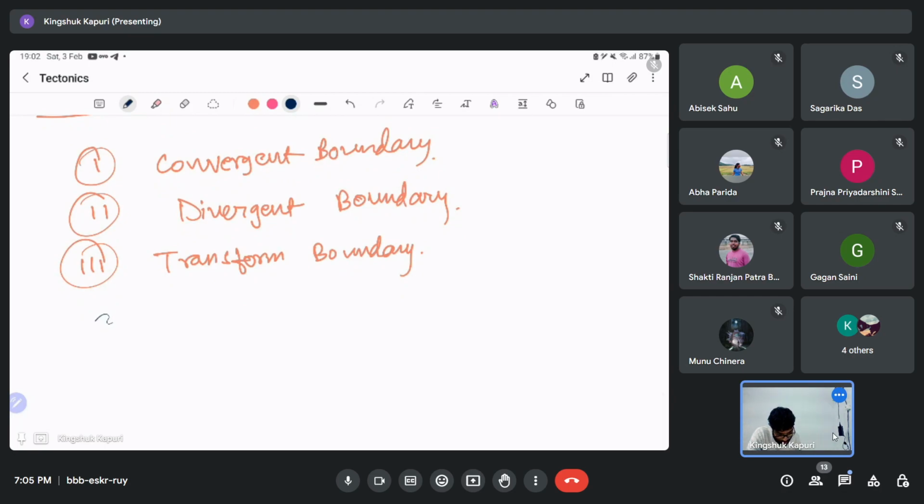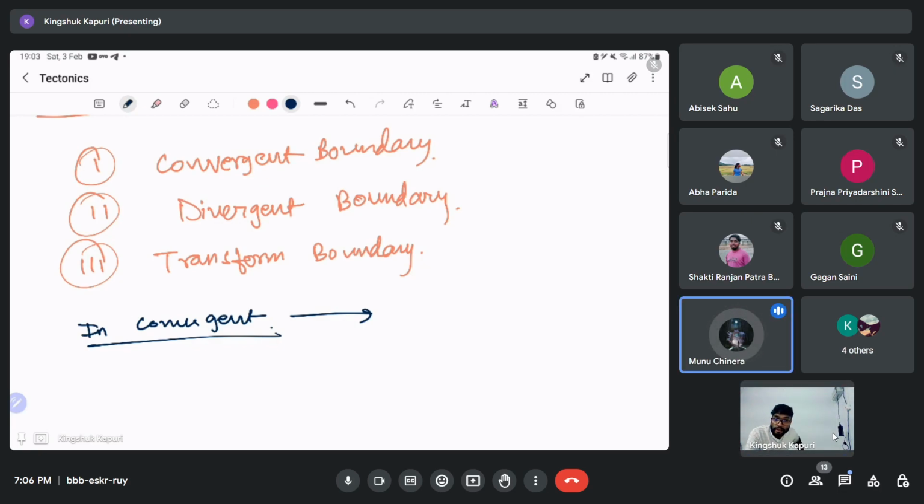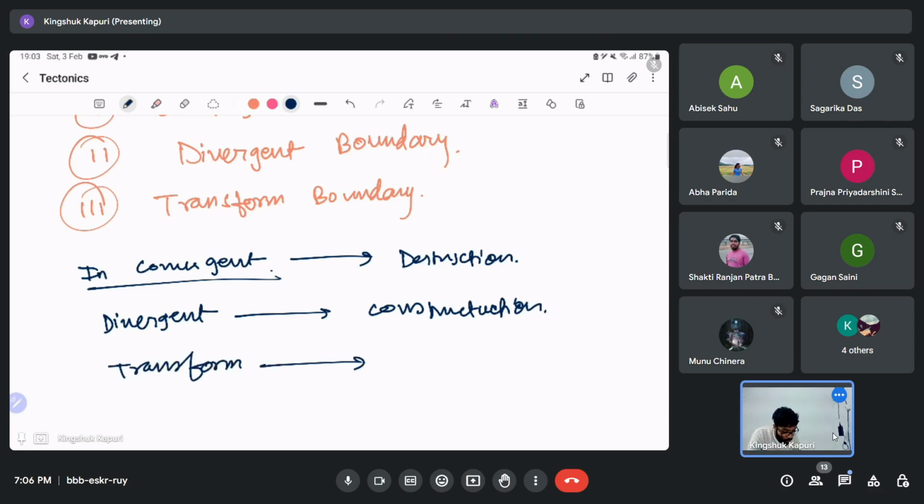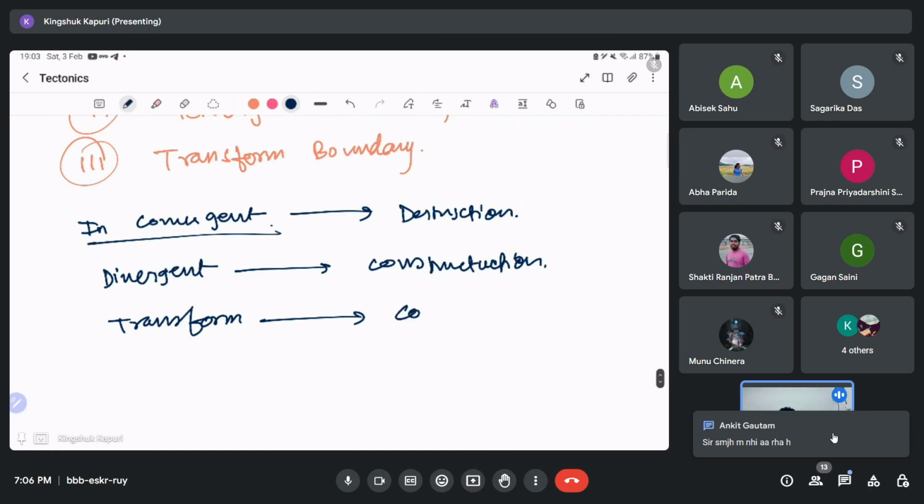So the question is, what process occurs at the convergent boundary? Is there conservation of the plates, or destruction of the plates, or recreation of the plates? Can you tell me which phenomenon will occur? Yes, destruction. The convergent boundary is associated with destruction. The divergent is associated with the construction of the plate, and the transform is associated with the conservation of the plate.